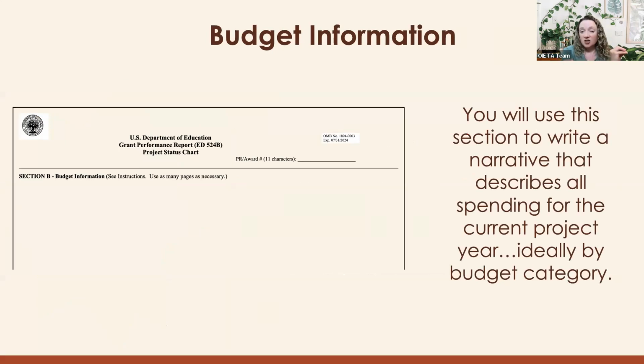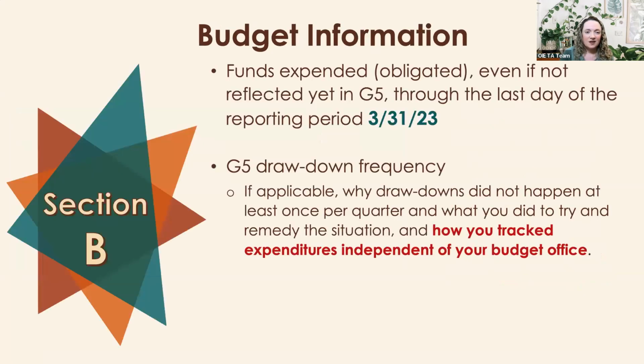The form is not already in G5. You'll be using the form provided, and then you'll upload that as a PDF. PDFs are always the answer for G5. When you're writing that Section B, really think about all the funds that you've expended or even obligated, even if you haven't drawn it down yet, through the end of March.